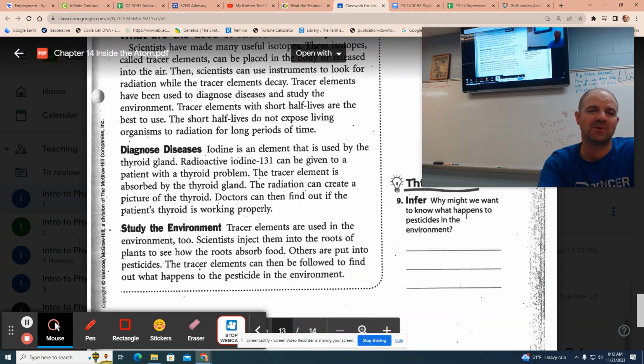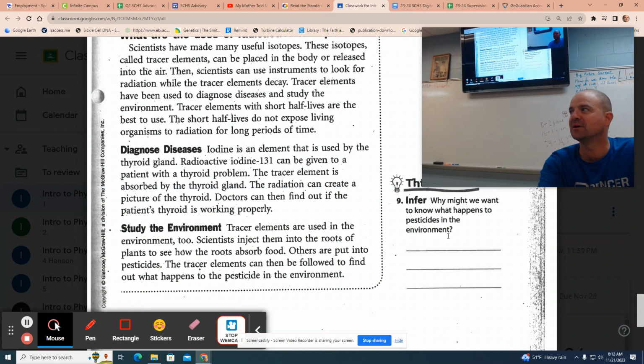Infer. Why might we want to know what happens to pesticides in the environment? Oh gosh, I kind of just gave that one away. Because pesticides might not be the best things for us to be ingesting. So seeing how long they last and stay in the food chain could be useful for us.